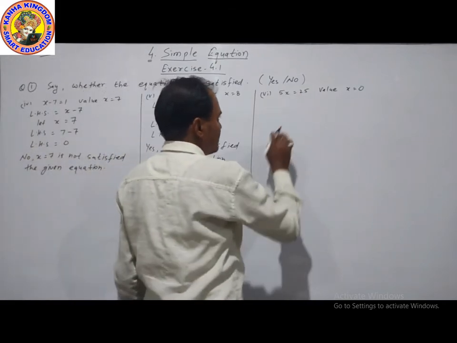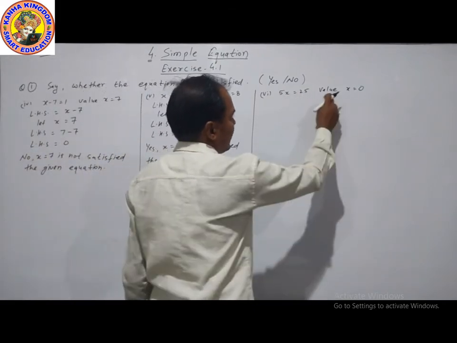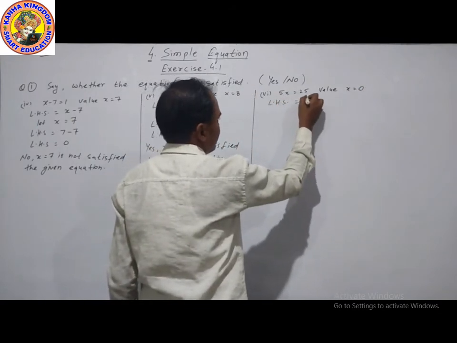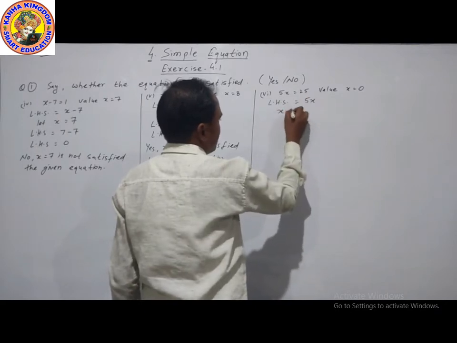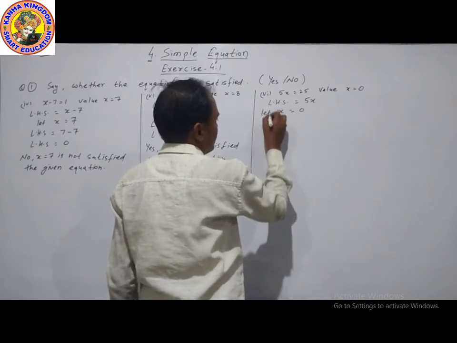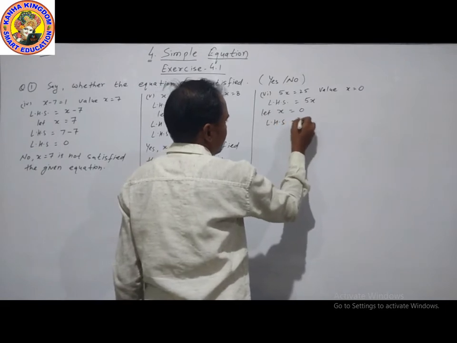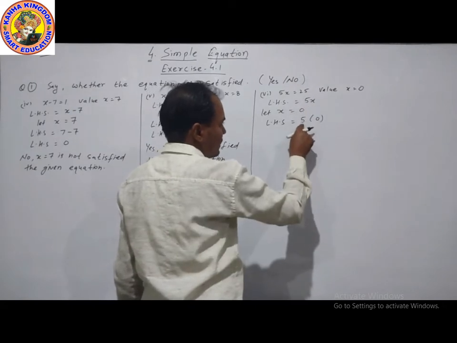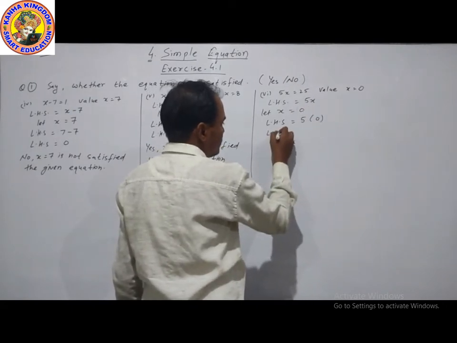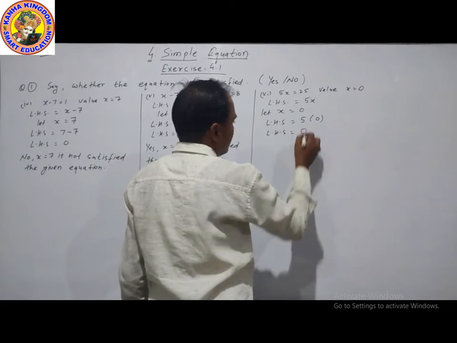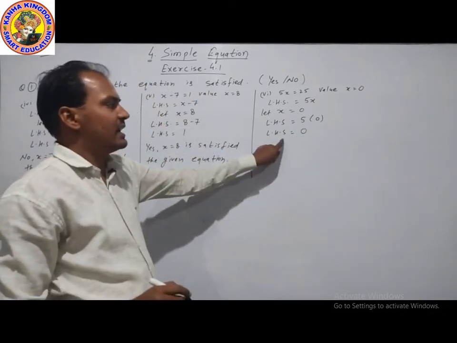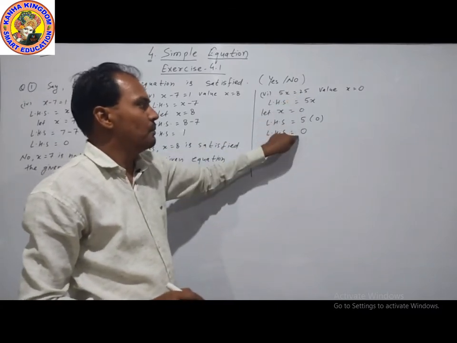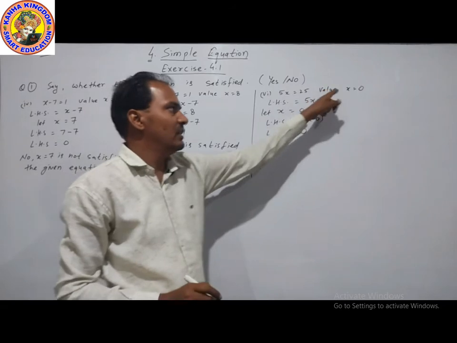Now next one is 5x is equal to 25 and value of x is 0. First of all, left hand side is equal to 5x, putting the value of x as 0, so left hand side is 5 into 0. 5 into x means 5 into 0. When we multiply any number with 0, the answer is 0. The left hand side answer is 0, but right hand side answer is 25. Both are not equal, so the value of x is wrong.